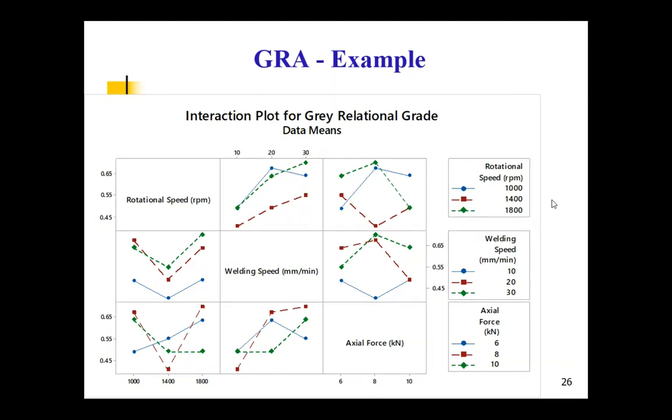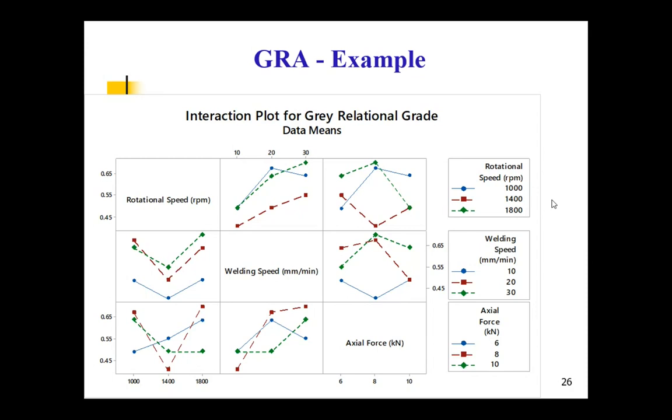Between rotational speed and welding speed, in the first row, second column, we have more or less parallel lines, except for speed 1000 and welding speed of 30, where there is deviation. Otherwise we have more or less parallel lines. So not that much interaction exists between rotational speed and welding speed. But between rotational speed and axial force, in the first row, third column, a considerable interaction effect exists, because for all rotational speeds there is a non-parallel line representation, which indicates a significant interaction between rotational speed and axial force.